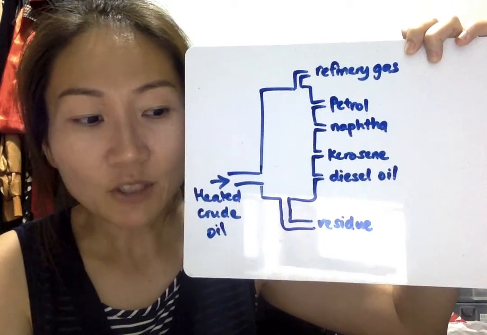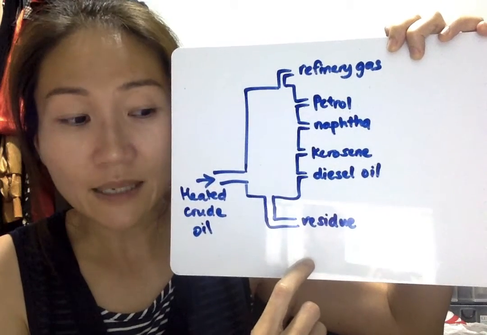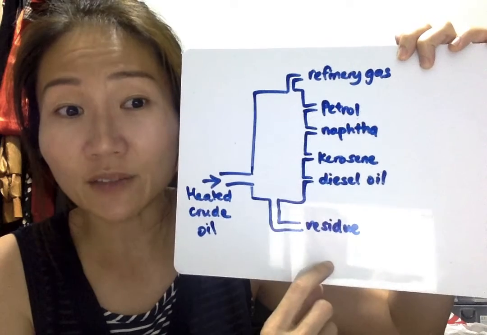Now, the residue has a carbon chain length of 20 carbon atoms and above, and its boiling point range is above 350 degrees Celsius.